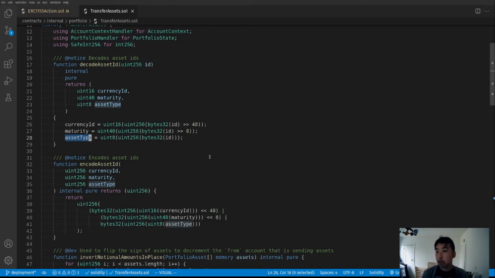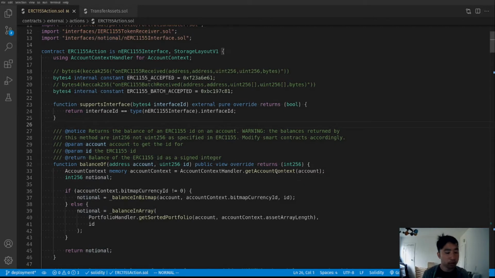nTokens are going to be ERC20 tokens, so nDAI, nETH, all of those are actually modeled as ERC20 tokens. They are transferable just like any other ERC20 token. So what we're really talking about here, practically speaking, is going to be Fcash transfers.